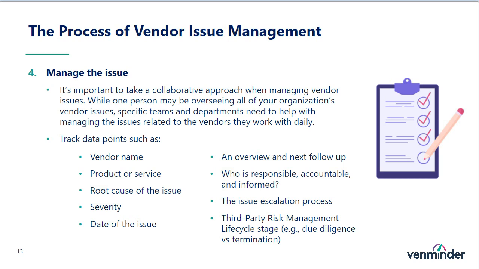And another really interesting metric or field data point that you might consider is the third-party risk management lifecycle stage. For example, is it a due diligence issue for a new vendor? Or is it a recurring due diligence issue for an existing vendor? These are very different. It might be a termination issue or a contract issue or a risk assessment issue. Really important as you look at your historical issues and get a sense of where they're sitting and process improvement.